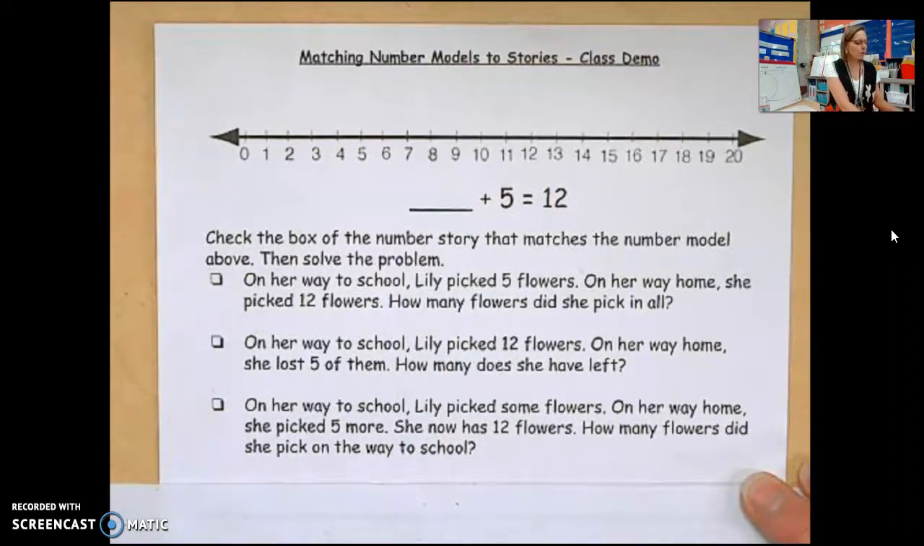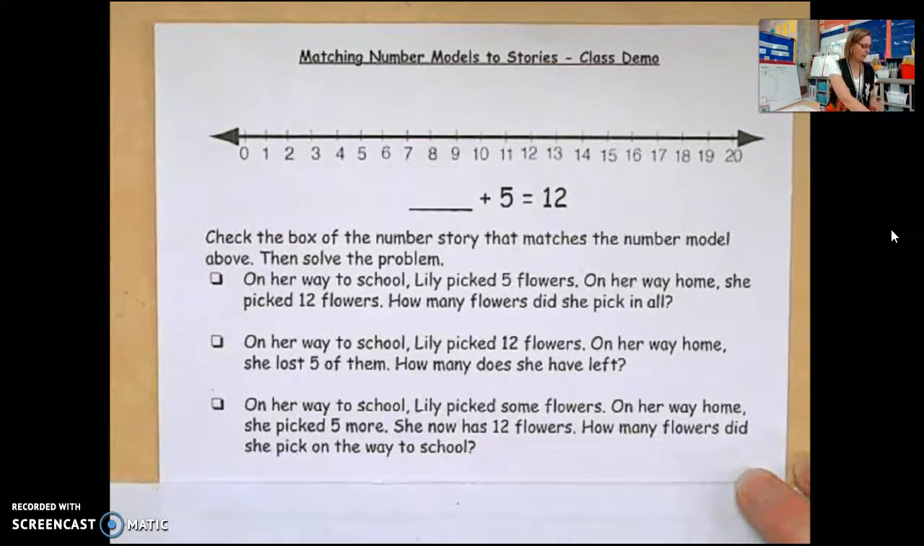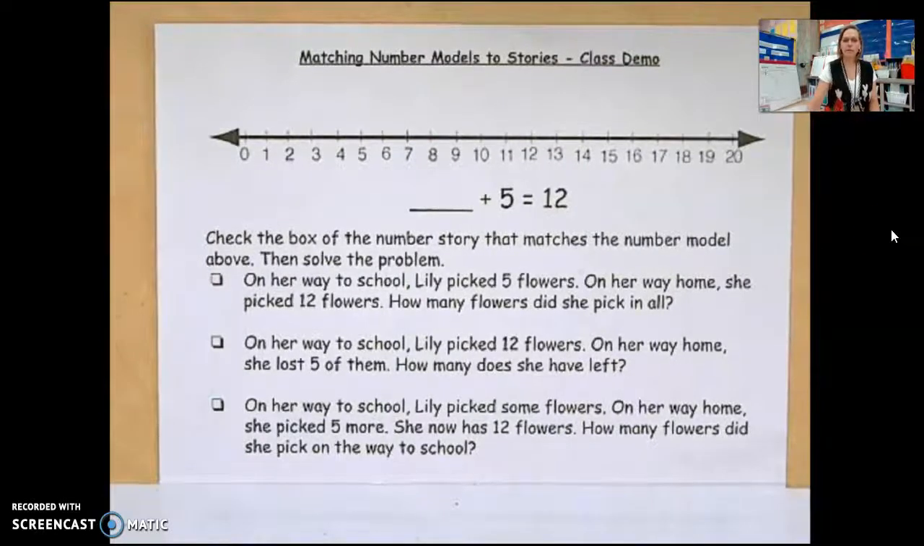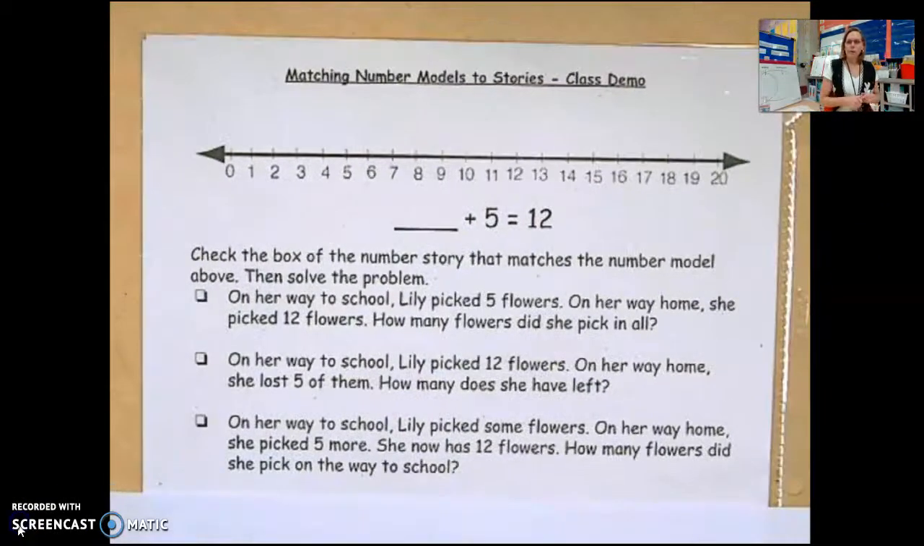All right, here we go. We're going to check the box, and I just realized I don't have this in a sleeve, so let me do that real quick. So here we go.